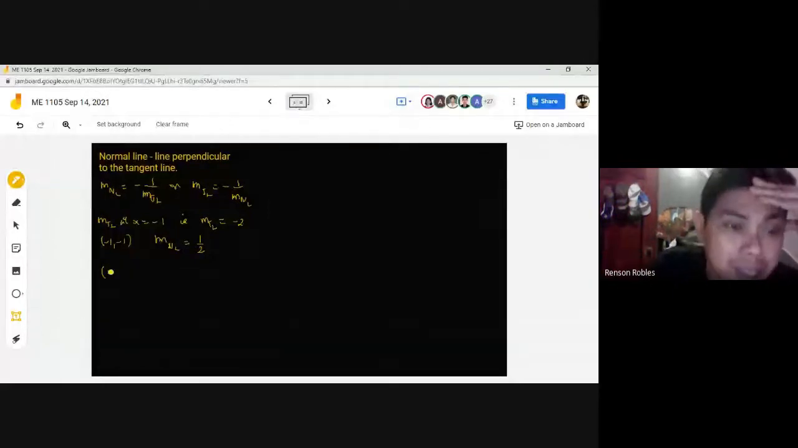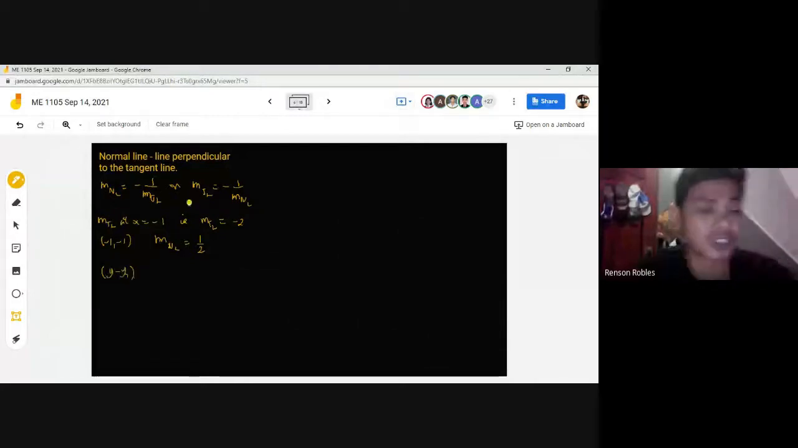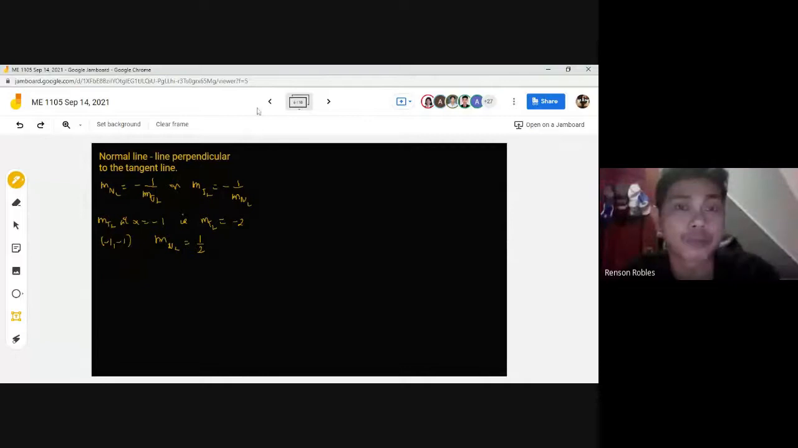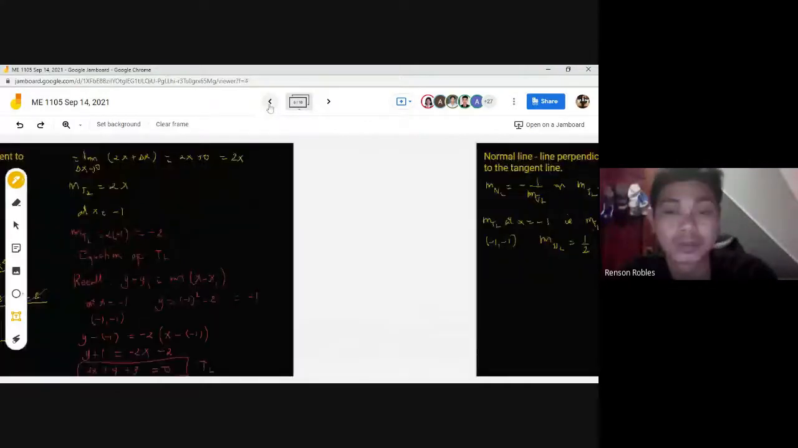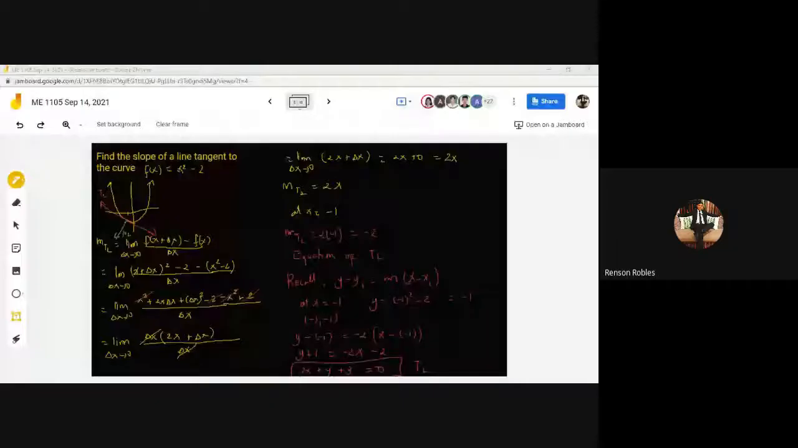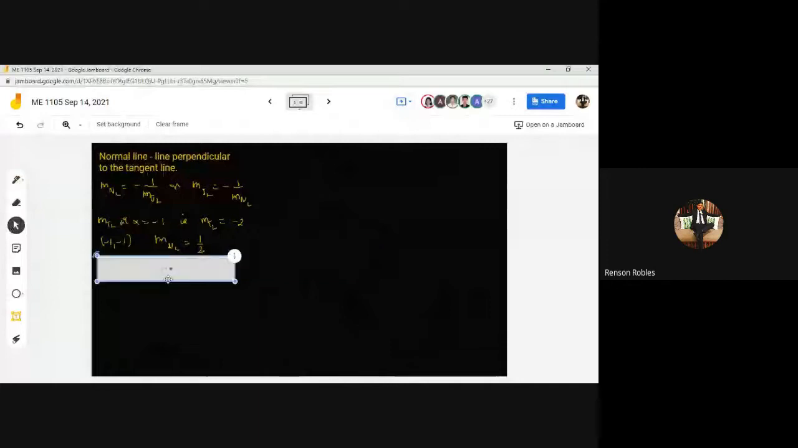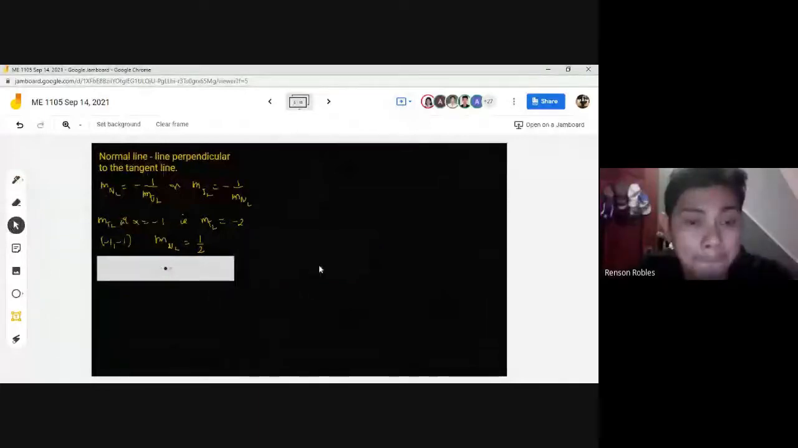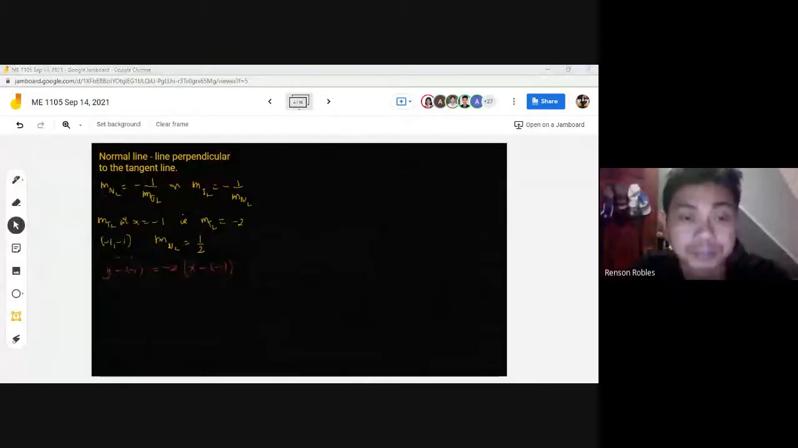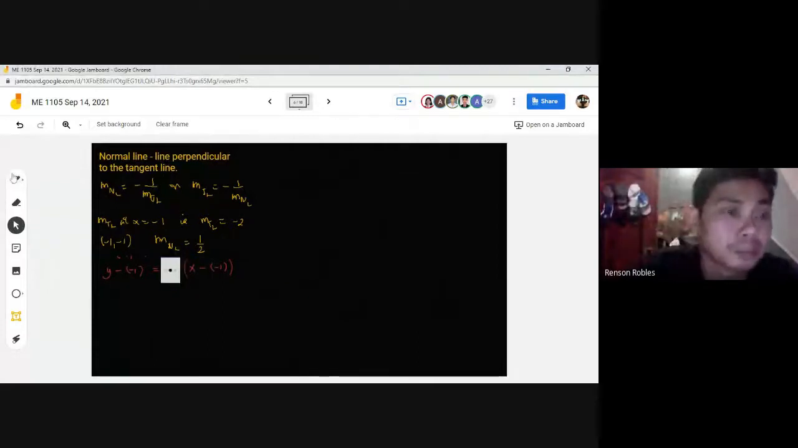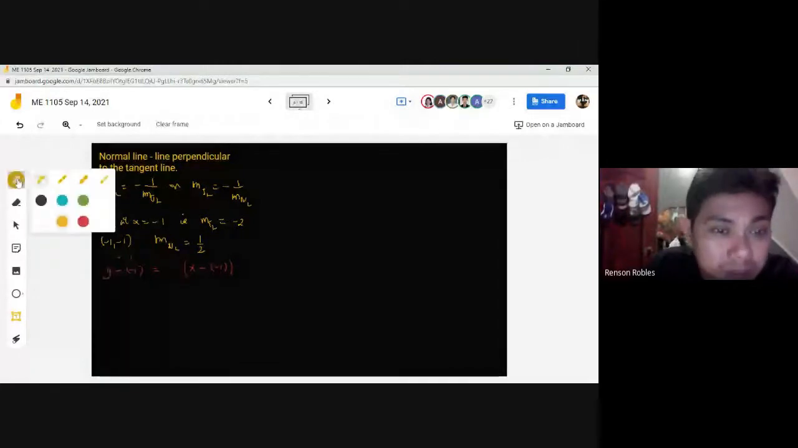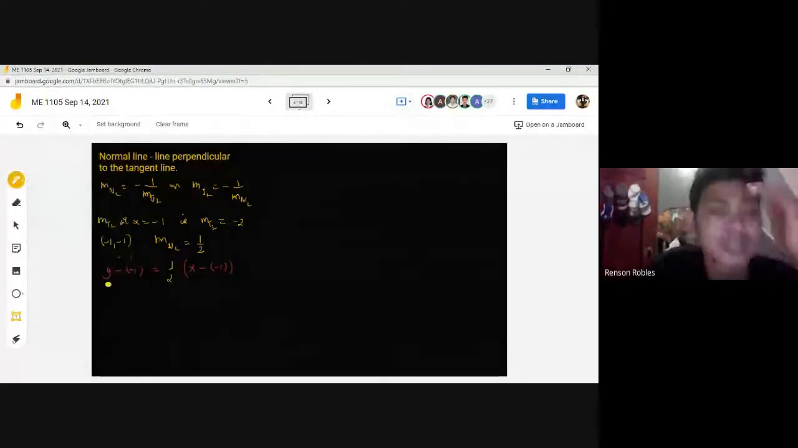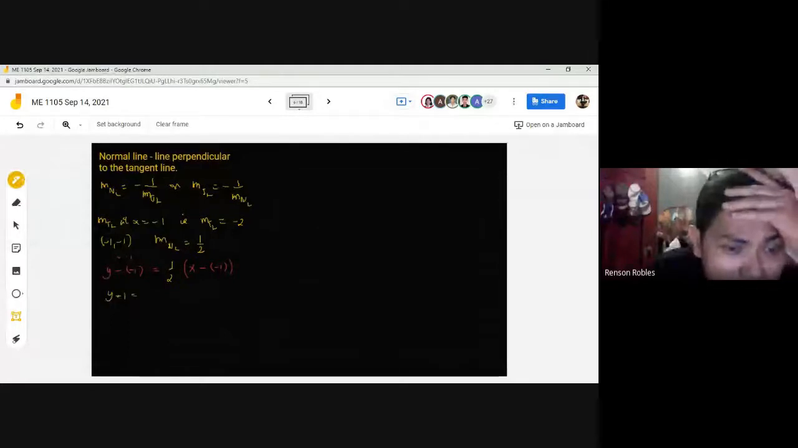And then you just write the equation of the normal line. So that's y minus y1. Actually, you're just going to copy this part. I will go back to frame number 5. And then you will just copy this part. And we will just replace the slope. This -2, palitan nyo lang siya ng 1/2. And you're done. So this is y plus 1 equals 1/2 times x plus 1.